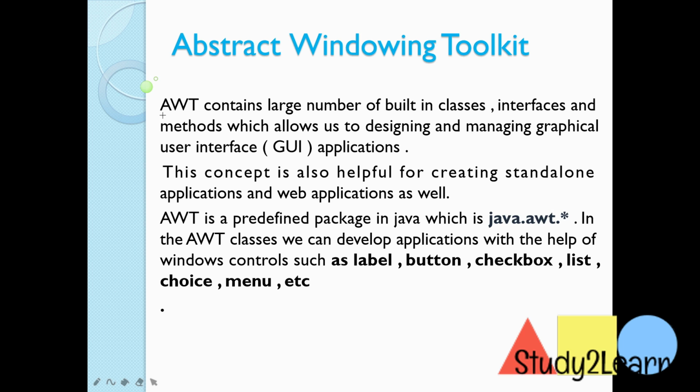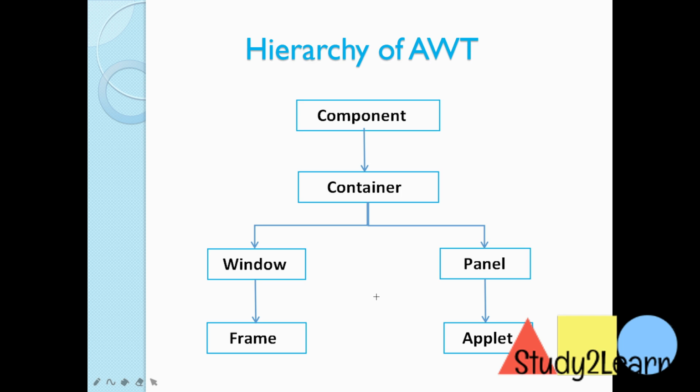So let's start. Basically, AWT is a collection of built-in classes, interfaces and methods which allow us to design and manage GUI applications. With the help of AWT, we can also create standalone as well as web applications. In Java, AWT is a predefined package. So, in the import section of a program, we just have to add the java.awt package to use AWT classes. AWT classes provide several window controls such as label, button, checkbox, list, choice, menu and many more.